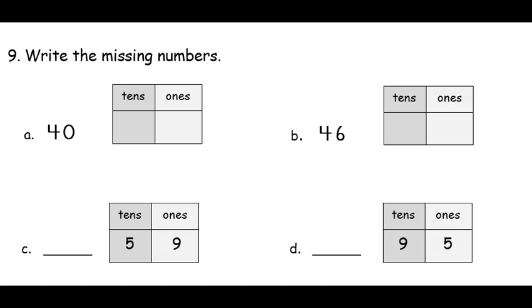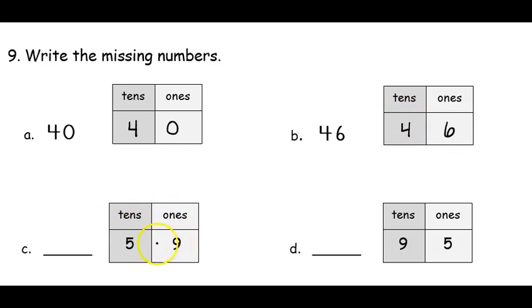In the next section, we're going to look at these two-digit numbers and determine how many tens make up the number and how many ones. The first number is 40. Well, I know that in the number 40, I have 4 tens and 0 ones. I could count 10, 20, 30, 40. That lands me exactly on 40, so there's 4 tens and no extra ones. Going across, I have 46. That means I have 4 tens and then 6 individual ones. 10, 20, 30, 40 plus 6 more would be 46.